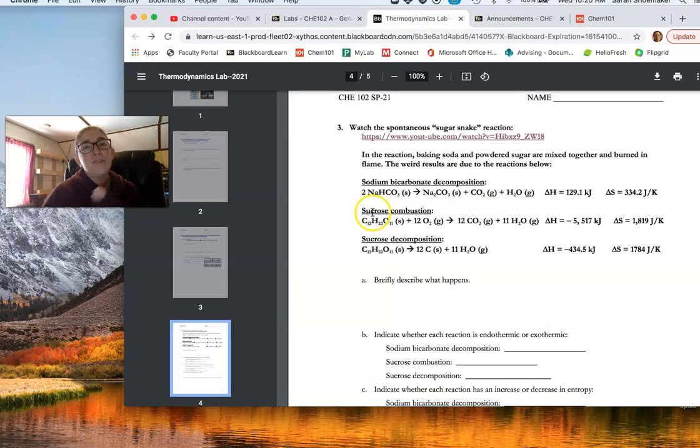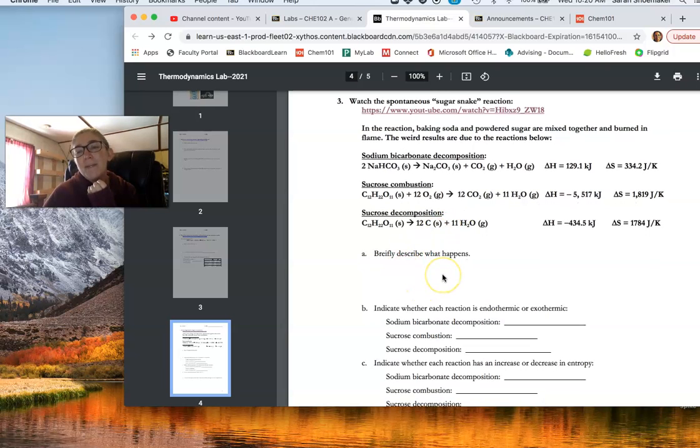But also the sucrose, which is the sugar, is combusting. It's burning in oxygen to form carbon dioxide and water. And some of the sucrose is not going through combustion, but it's actually decomposing into carbon, which is black and gives that char color, and water. And so overall, the products are sodium carbonate, which is a whitish powder, carbon, which is a black solid, and then lots of water vapor and carbon dioxide.